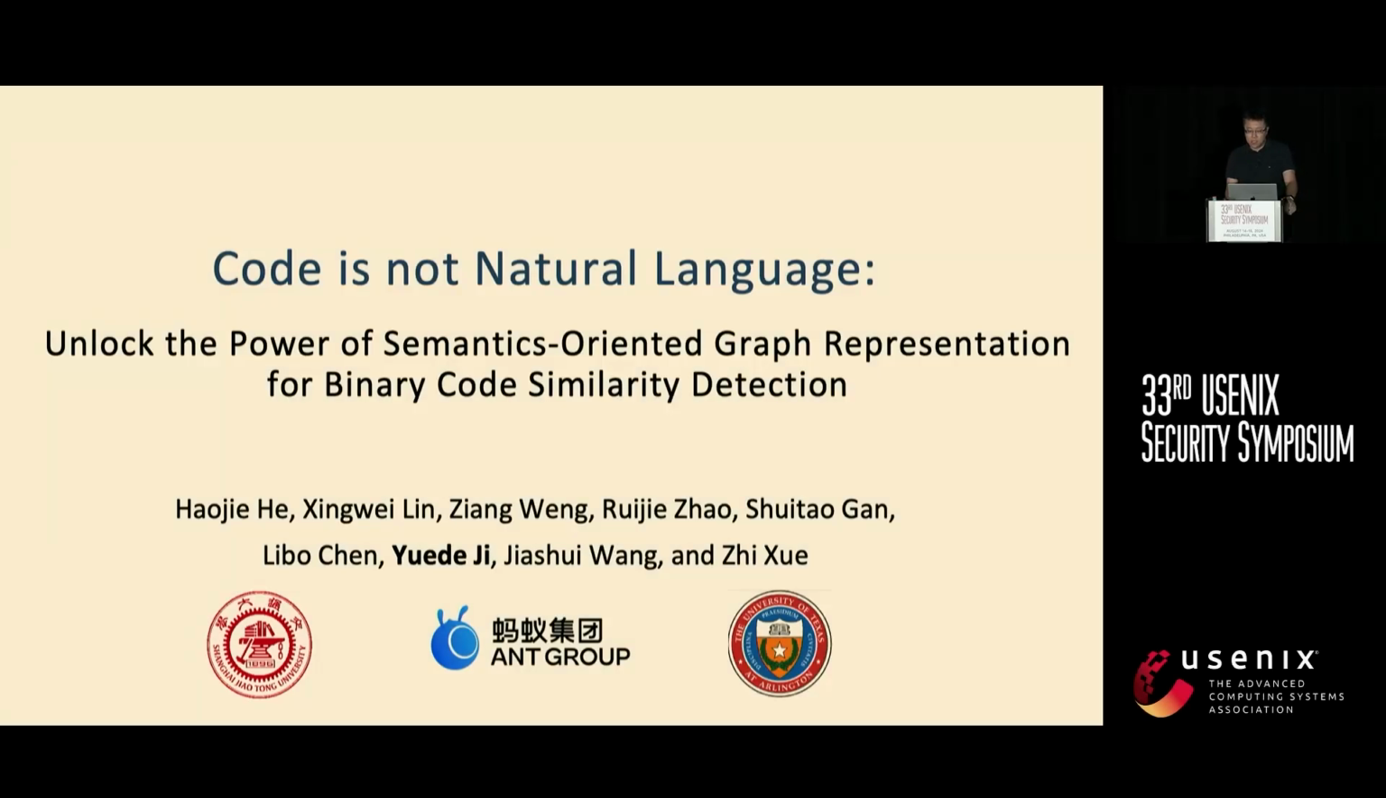So I'm very excited to present our work: Code is not natural language. Unlocking the power of semantics-oriented graph representation for binary code similarity detection. This is a joint work between Shanghai Jiao Tong University and the University of Texas at Arlington. The first author, Haojie, cannot be here in person, so I will present on his behalf.